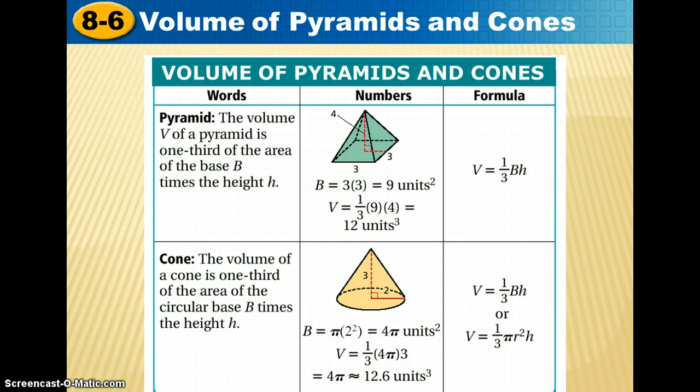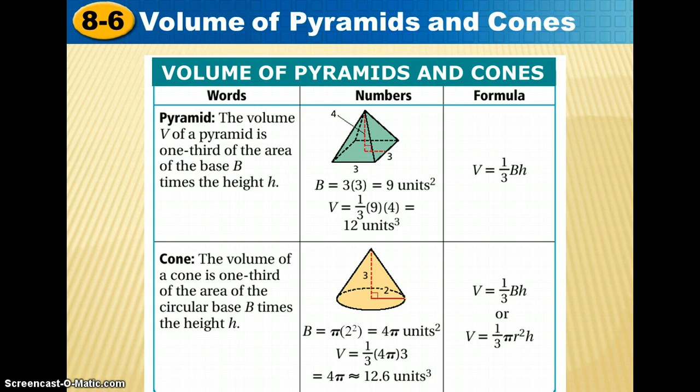In the example for the pyramid, they show you a rectangular pyramid. So the first thing we needed to do was find big B. So using the length times width formula for rectangles, we find that big B is 9 units squared. Plugging that into the 1/3 big B times H formula, you get 1/3 big B, which we found was 9, and the height in this case would be 4. So multiplying that all together, we find out that the volume of that rectangular pyramid is 12 units cubed.